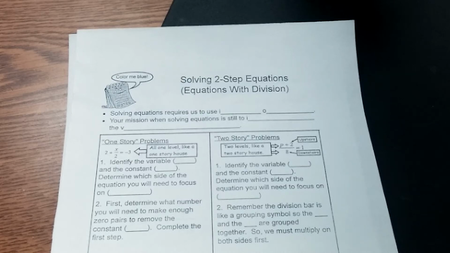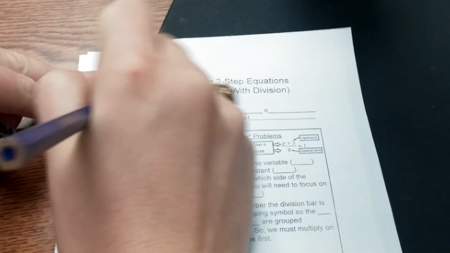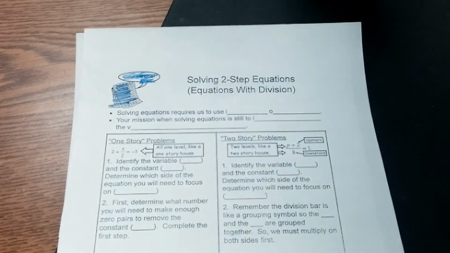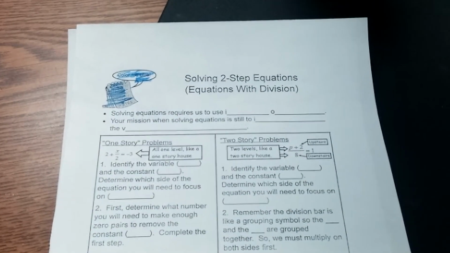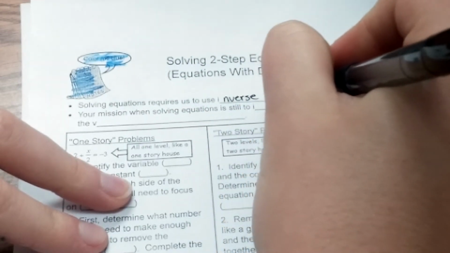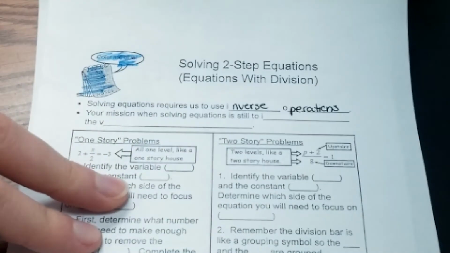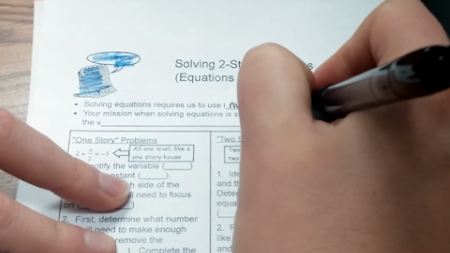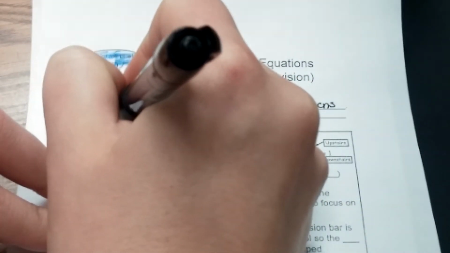In this video, we're going to discuss how to solve two-step equations that have division. This is still part of Unit 4, so we're coloring blue. All right, solving equations requires us to use inverse operations, and your mission when solving equations is still to isolate the variable.